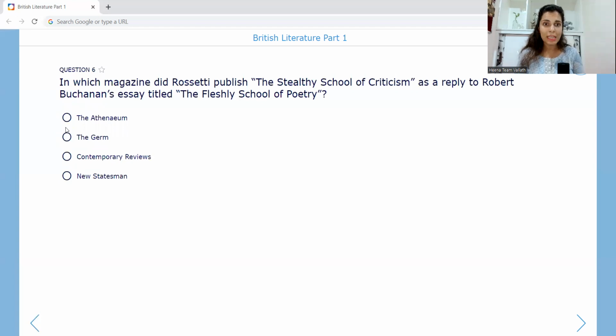In which magazine did Rossetti publish The Stealthy School of Criticism as a reply to Robert Buchanan's essay titled The Fleshly School of Poetry? Basically, the question is easy. The Stealthy School of Criticism was published in which of these magazines? Option A, the Athenaeum, B, the Germ, C, Contemporary Reviews, or D, New Statesman. It is option A, the Athenaeum.